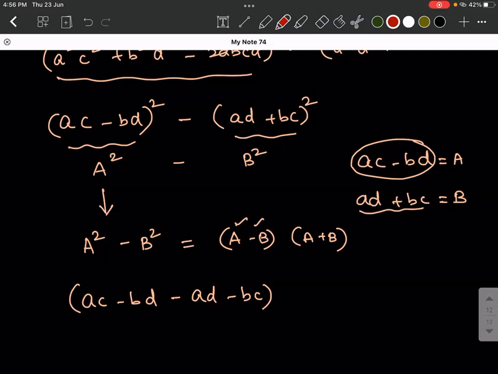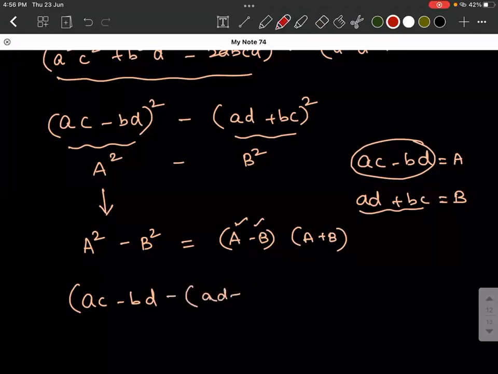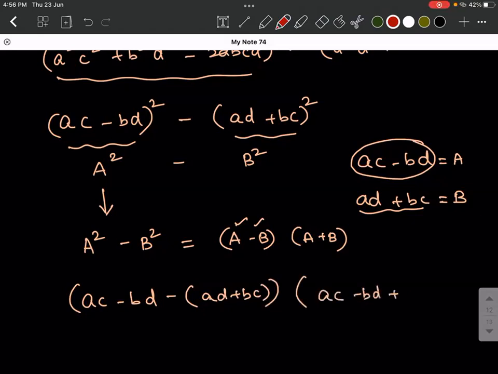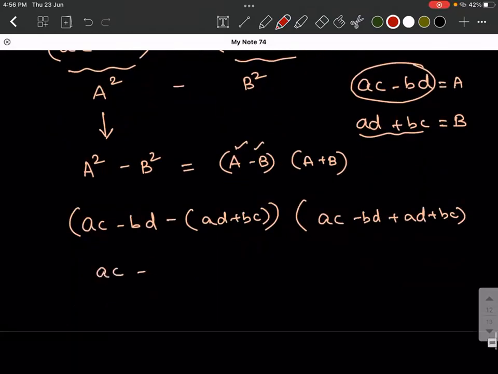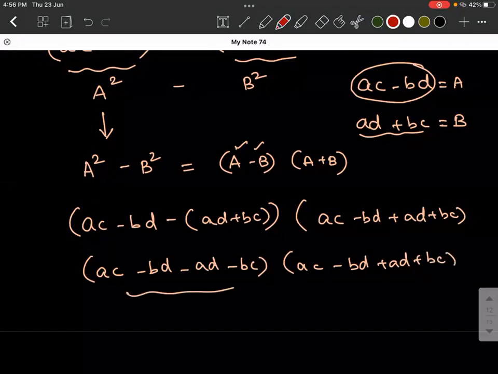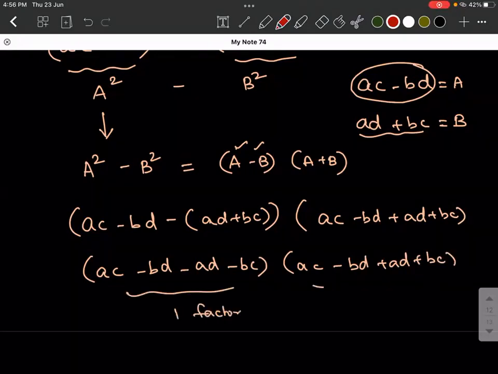You want me to write one more step? Minus AD plus BC term. Is that clear? Into what is A plus B? AC minus BD plus AD plus BC. So what will we get? AC minus BD minus AD minus BC into AC minus BD plus AD plus BC. So this is one factor and this is another factor.